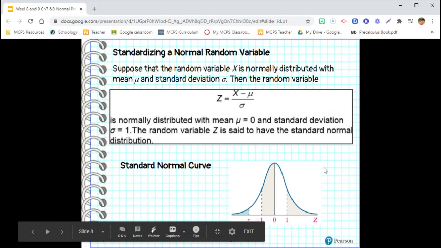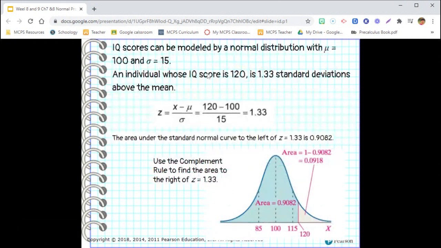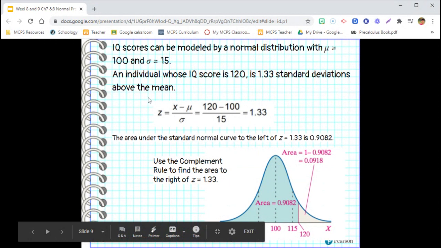So for example, if we take an example on IQ scores, IQ scores can be modeled by a normal distribution with mean equals 100 and standard deviation equals 15. An individual whose IQ score is 120 is 1.33 standard deviations above the mean. So you know it's above because it's positive. So that means that person who has 120 IQ score, if the mean is 100, is going to be 1.33 above that average.